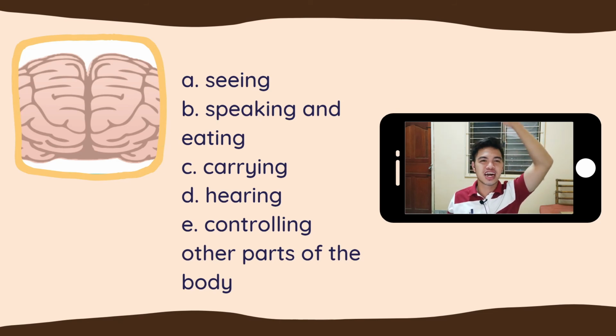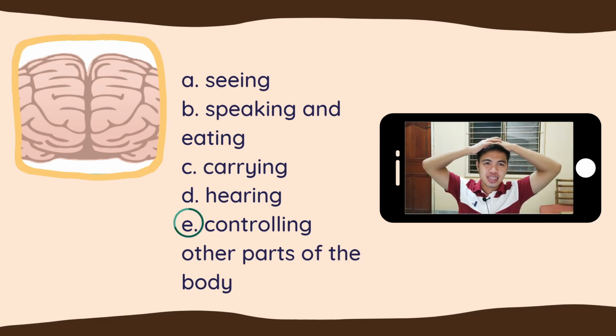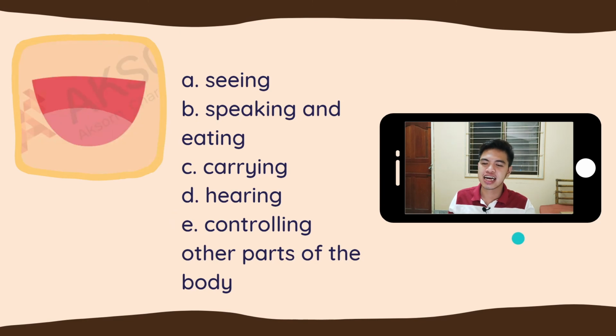So what do we use our brains for? Very good. We use it for controlling other parts of the body. So as you remember, our brain is used for controlling the other parts of the body. Okay? So next one, what is this for? Good job! It is for speaking and eating. We speak and eat using our mouth. Okay? Good job!